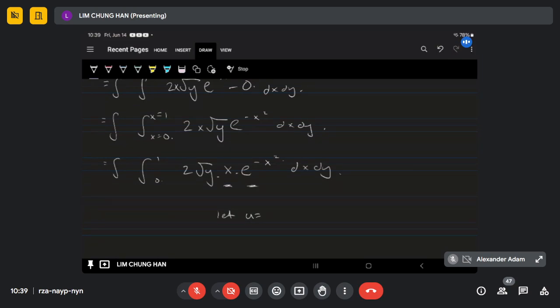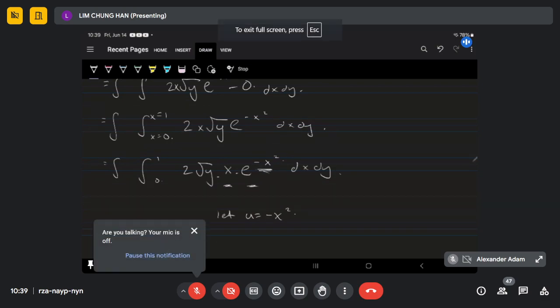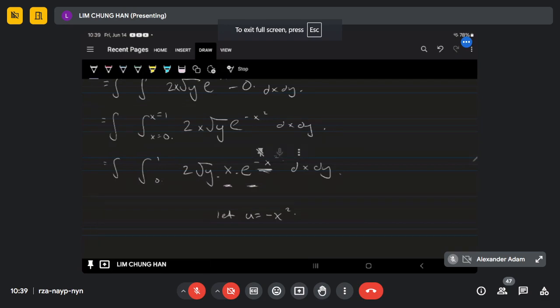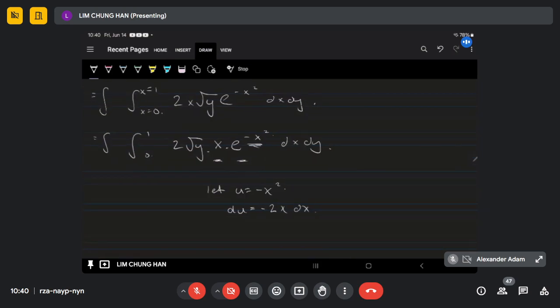I will let u become the power, negative x squared. Therefore, when you do du, you get negative 2x dx. So du is differentiate, don't get confused. Okay, so you differentiate the thing. Let me rewrite this so it's clearer.